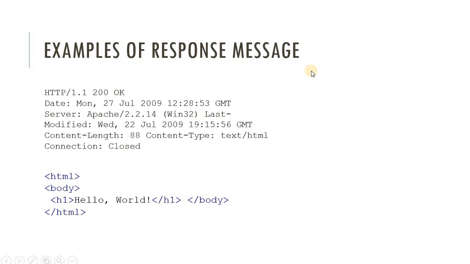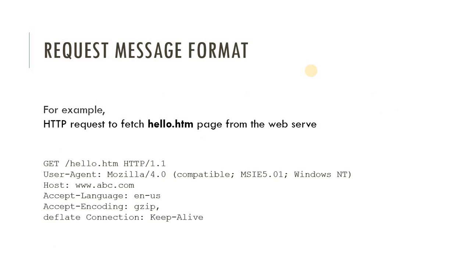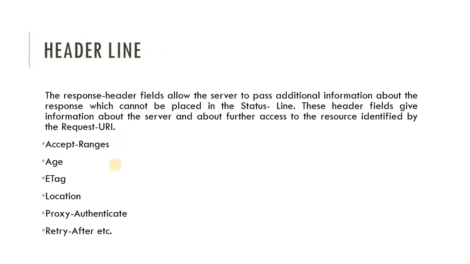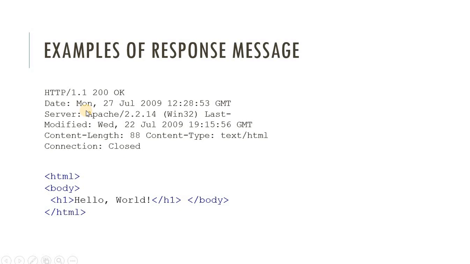This is an example of a response message. In our example of a request message, we are requesting one page, which is hello.htm. We are requesting that page from the server, and the server's response is, first, the version of HTTP. Second is the status code, which is 200, and third is the reason phrase, which means okay, meaning the request is successfully served. Next are the header lines. They contain attributes like date, which server your request is served from, modified date, content length, connection, and with that your response message is also sent by the server.